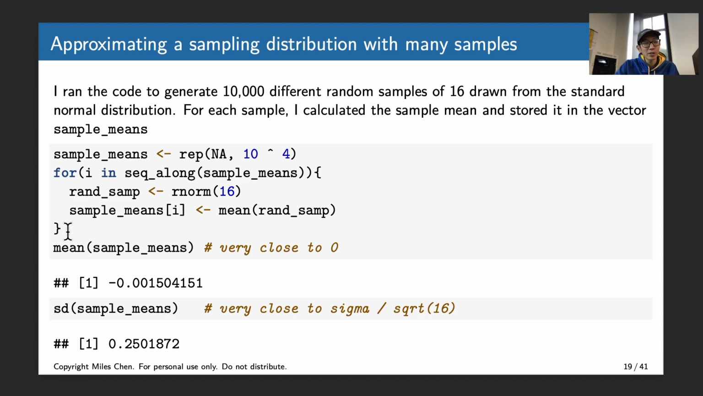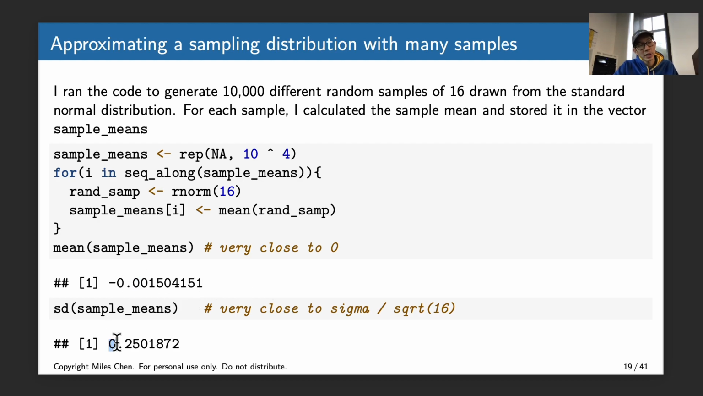Okay. Yeah, this code could have been written more efficiently with just one line if I used something like replicate, but I think the for loop makes it very easy and clear what's happening. Okay, so anyway, after doing this 10,000 random samples of 16, if I ask what is the mean of all of my sample means, the mean of means there, I get something very close to 0. I get 0.0015, so not exactly 0, but pretty close to it.